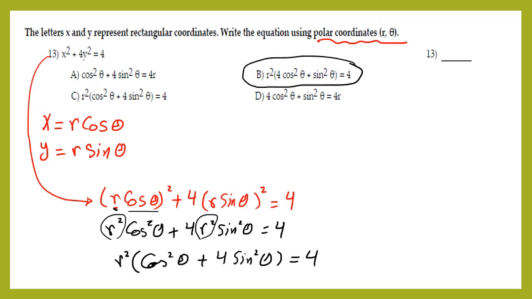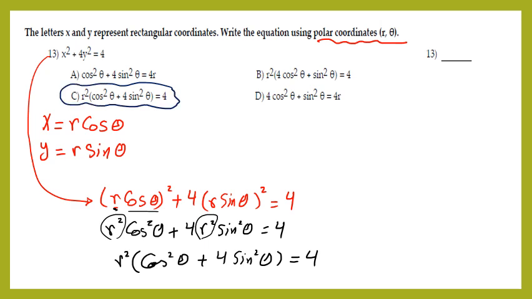No, it's not B, because the 4 here is in the cosine, so it's not B. Even teachers make mistakes, sorry for that. So the answer is, sorry, the answer is C.